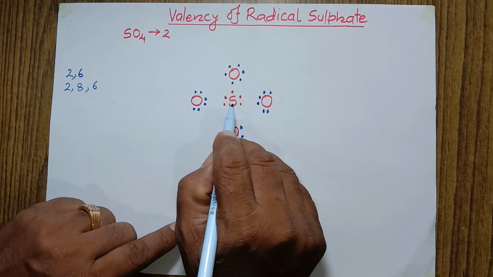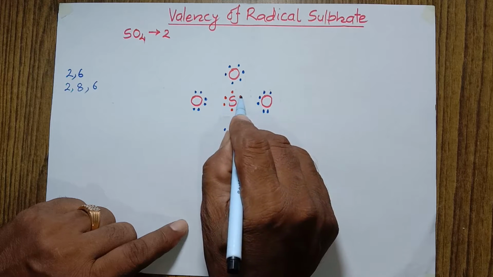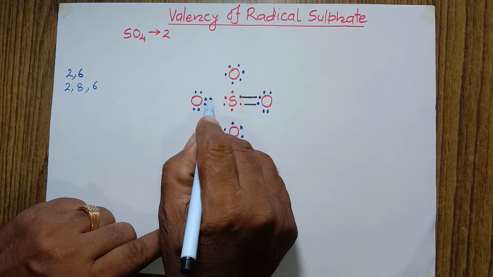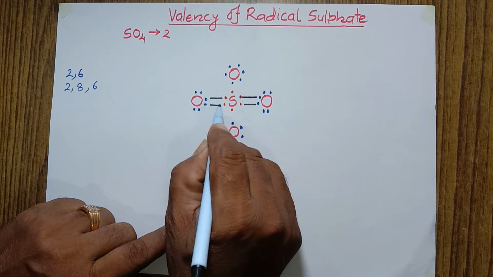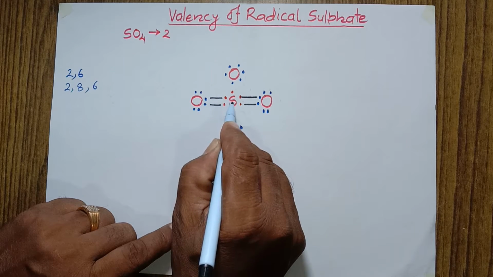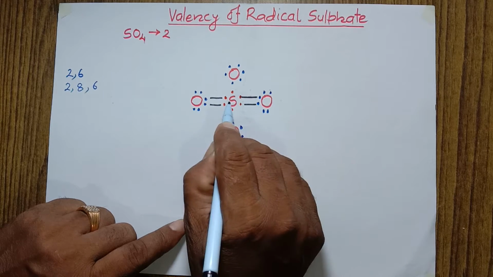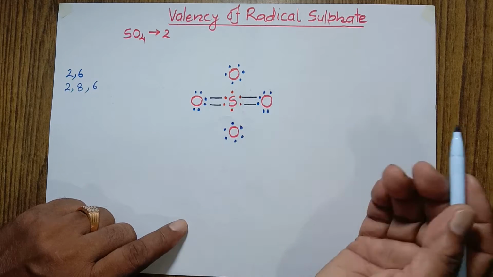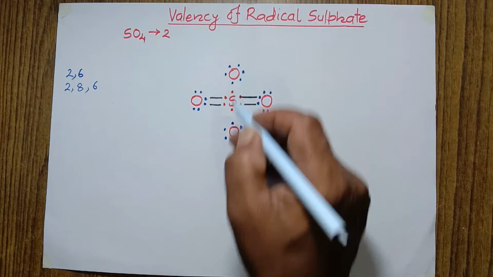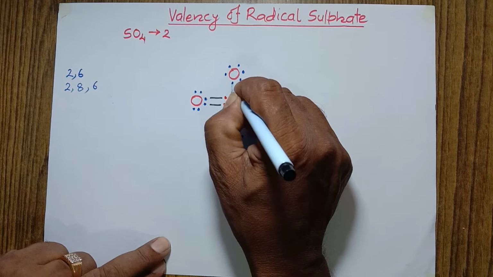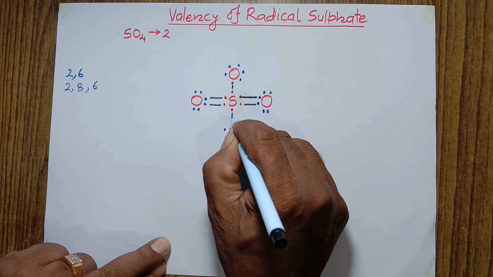This sulfur shares 2 electrons with this oxygen this way, and 2 electrons with this oxygen this way. Oxygen also shares its 2 electrons with this sulfur, and this oxygen also shares its 2 electrons with this sulfur. That's why there is a double bond. But for this oxygen and this oxygen atom, there is a single bond like this. Only 1 electron is shared with each other.